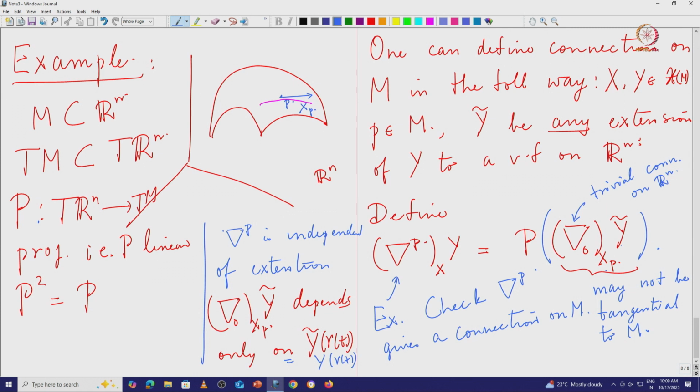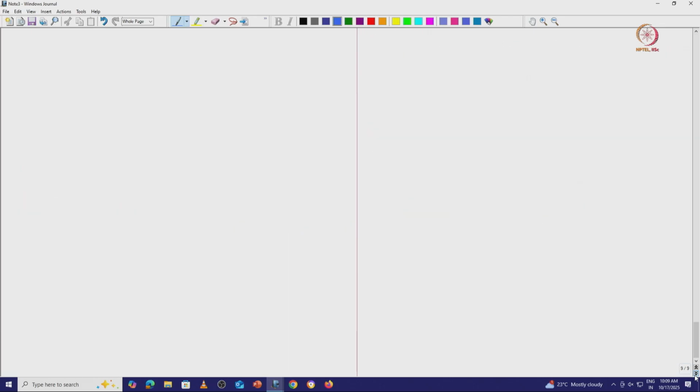Okay, an especially important special case, which we will talk about a lot, is when this projection P is taken to be the orthogonal projection. So you have an induced inner product on TM, and you take P to be the orthogonal projection, right?